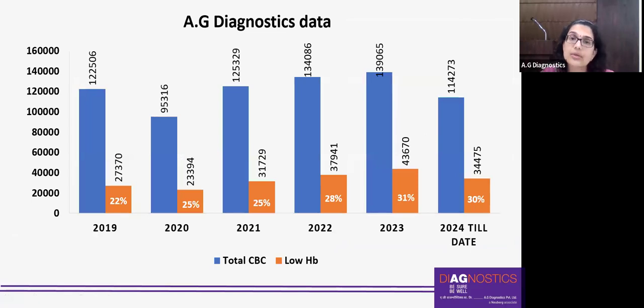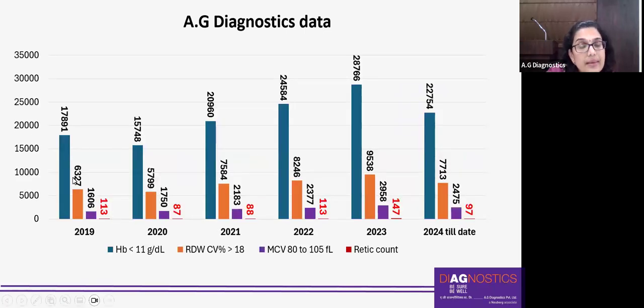With this, I would like to take you through our data over the last 5 years. What we have seen is somewhere between 25 to 30% of our CBCs showed anemia, low HB. I tried to go through the data. I took all CBCs with a hemoglobin of less than 11 gram percent, significant anemia, with RDW of more than 18%. And within this population, MCV somewhere between 80 to 105 femtoliters. So a normocytic to mild macrocytic picture with a wide RDW.